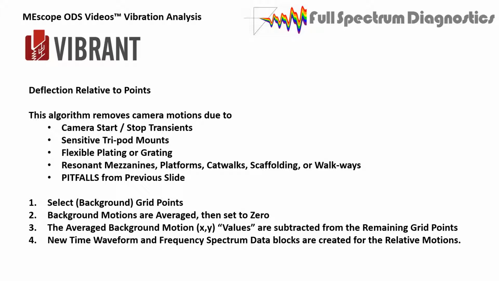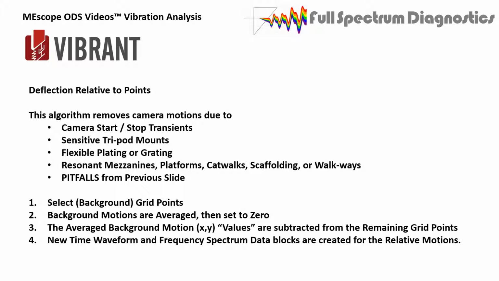Remember, in the last webinar in January, we had something called a deflection relative to points command in the tools, not in the wizard itself in the software, but in the tools. The algorithm is designed to remove camera motions due to camera start and stop transients, sensitive tripod mounts, flexible plating or grating that your camera's on, mezzanines, platforms, windy conditions, and all the pitfalls from the other side. This actually worked unbelievably well, and I'm going to show you how that works in a minute.